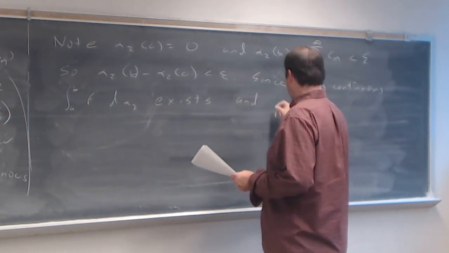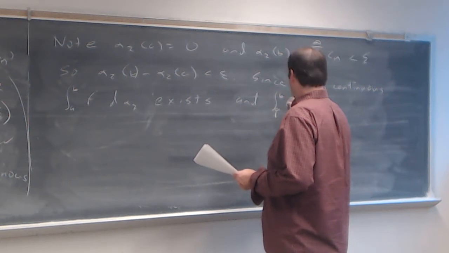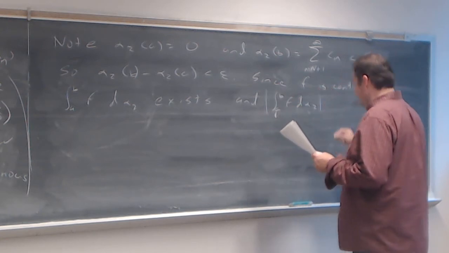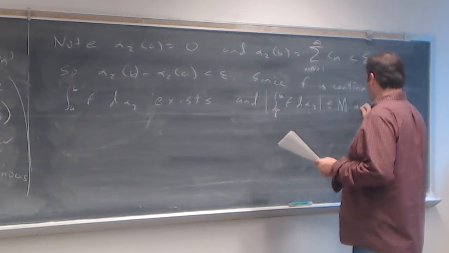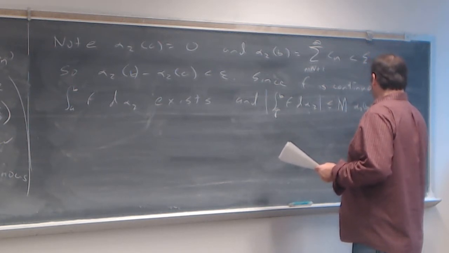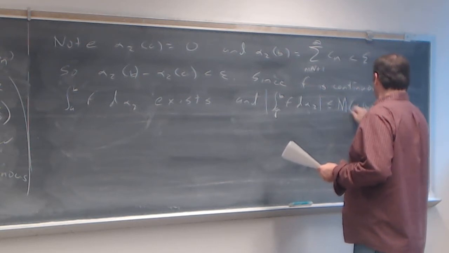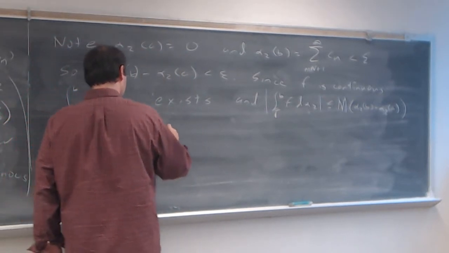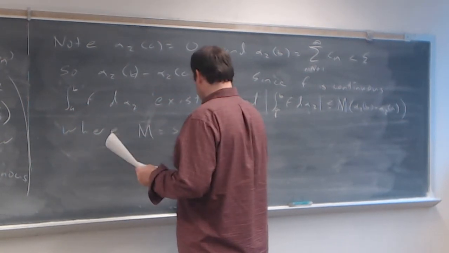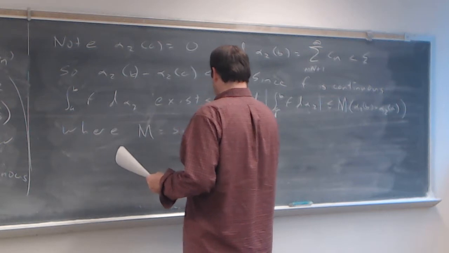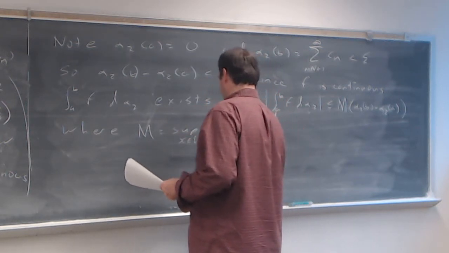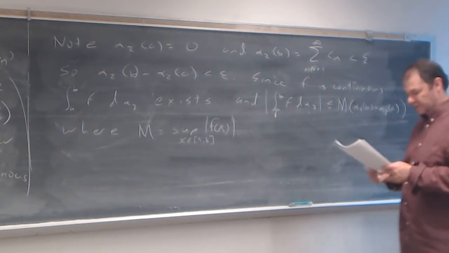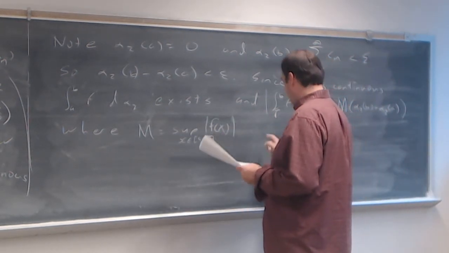And by a previous fact, the absolute value of the integral from a to b of f d alpha sub 2 is less than or equal to M times alpha sub 2 of b minus alpha sub 2 of a, where M is equal to the supremum of |f(x)| for x an element of [a, b]. But we know that this difference is less than epsilon, so we'll work with that in just a second.